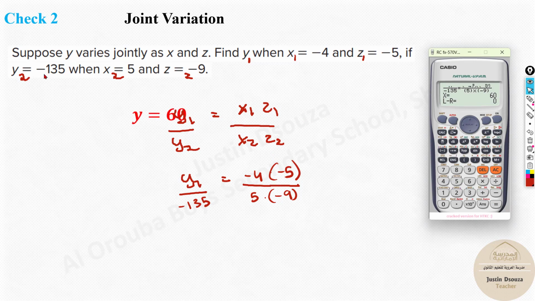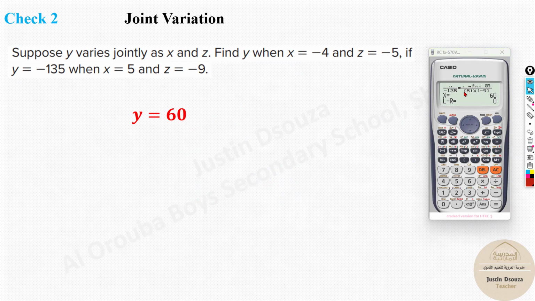Now which y? This y over here. y2 is basically 16. Very easy, very straightforward. All you need to do is the variation. You should just remember that.